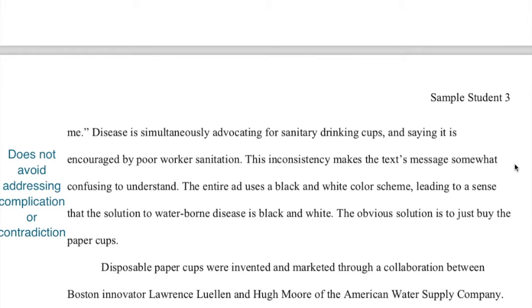So there may be some strange inconsistencies in your own primary source. Don't be afraid to explore those, to try to figure out why there's an inconsistency there. No advertisement is perfect. You may find that what the ad is trying to do may fly counter to what the ad claims that it's trying to do.